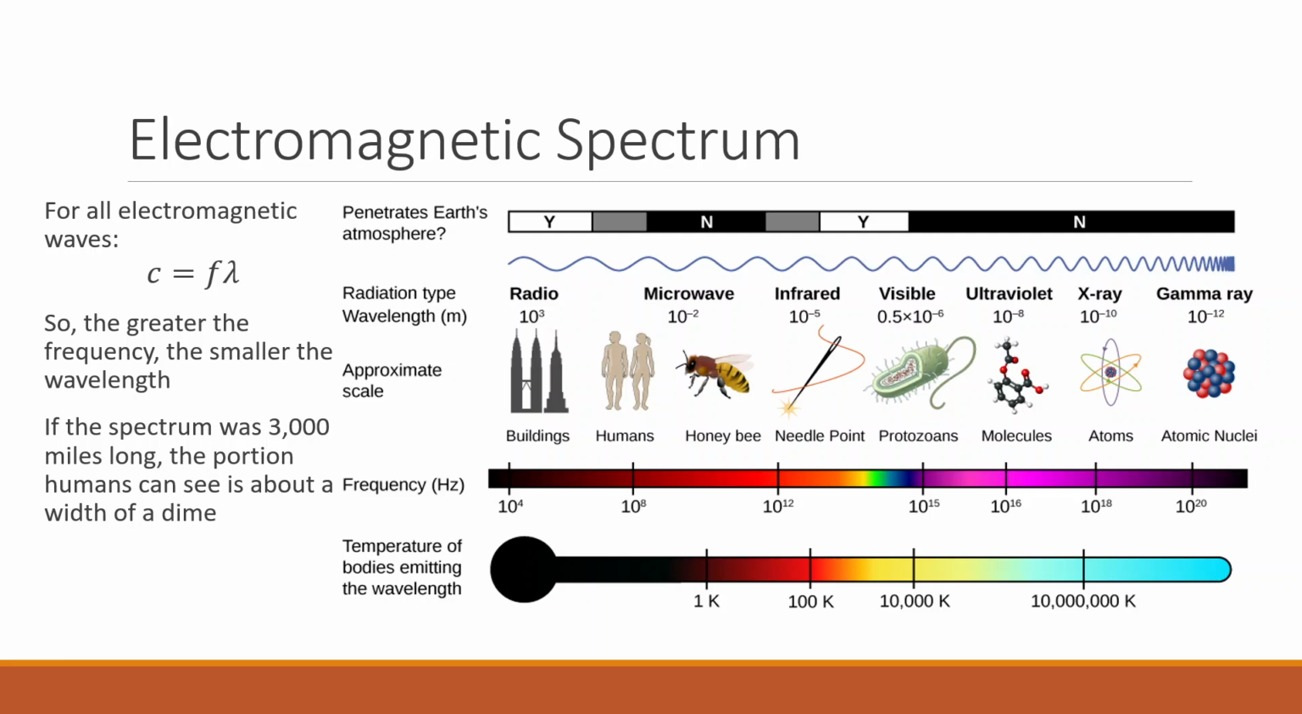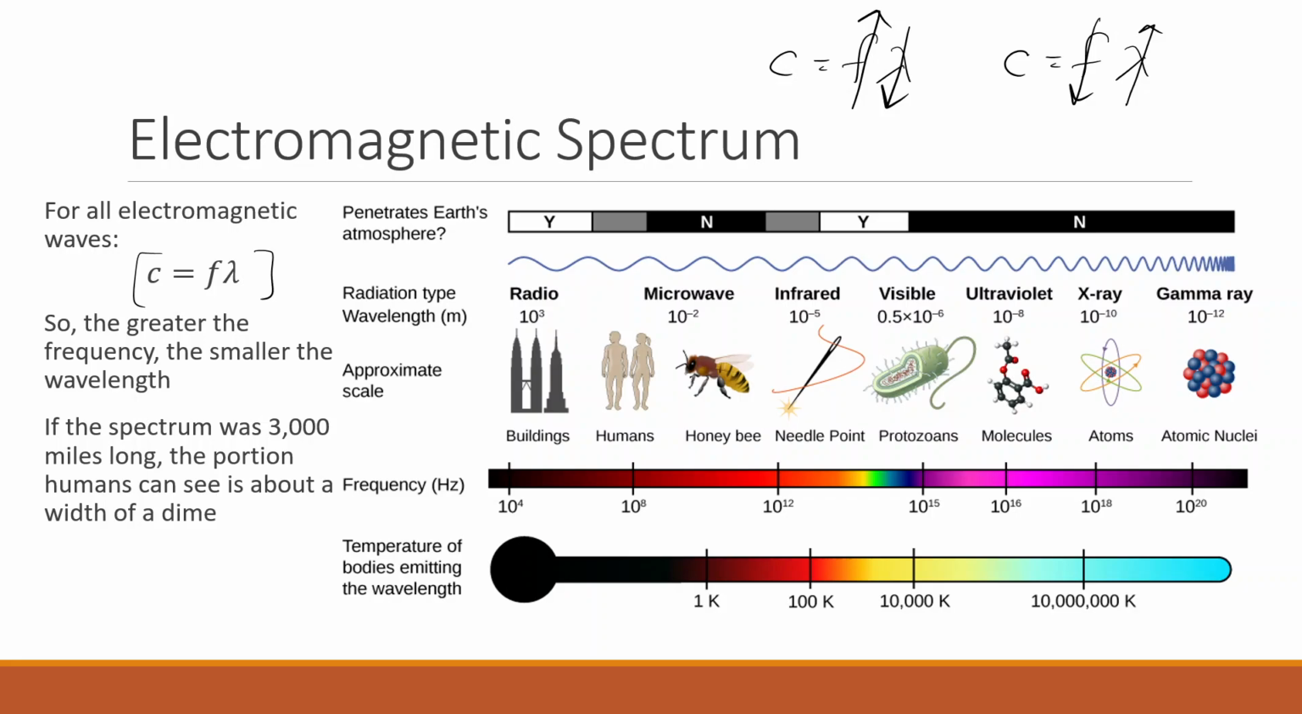For every single electromagnetic wave, this relation holds true: the speed of light is equal to the frequency times the wavelength. So the greater the frequency, the smaller the wavelength, and vice versa. If we increase our frequency, we must decrease our wavelength. If we decrease our frequency, we must increase our wavelength.